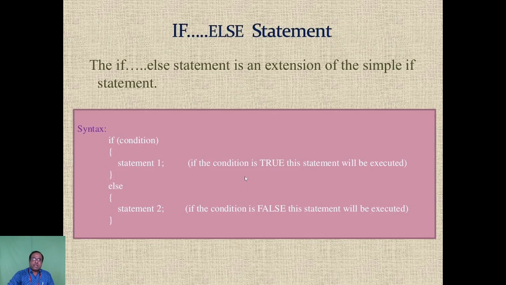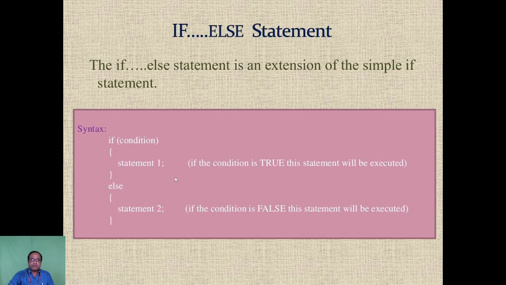The second one is the if else statement, which is also called the alternative if statement. That means we have two kinds of choice: one is the true choice, and the second is the false choice. If the condition is true, the true statement will be executed. If the condition is false, the false statement will be executed.